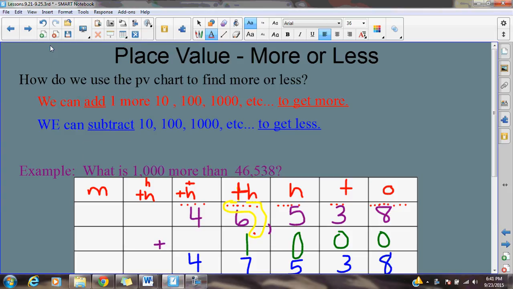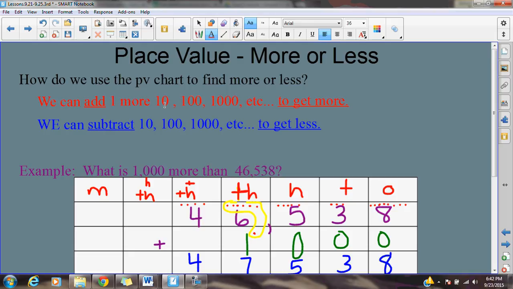Place value, more or less. And so now we are using our place value chart to essentially add or subtract. So how do we use the place value chart to find more or less? We can add 1 more, 10, 100, 1,000, etc. to get more. Or we could subtract 1 or 10, 100, 1,000, etc. to get less. Let's look at an example of more or less.